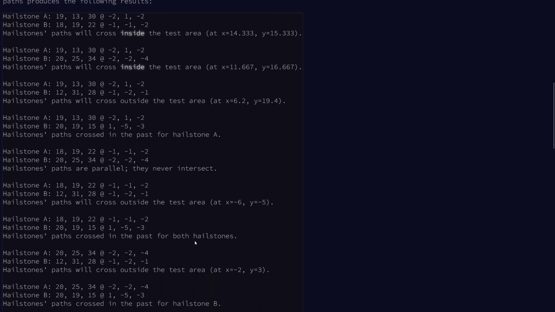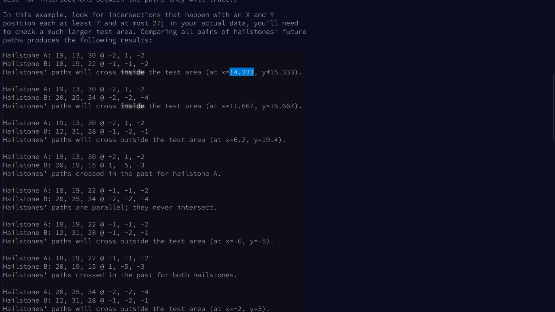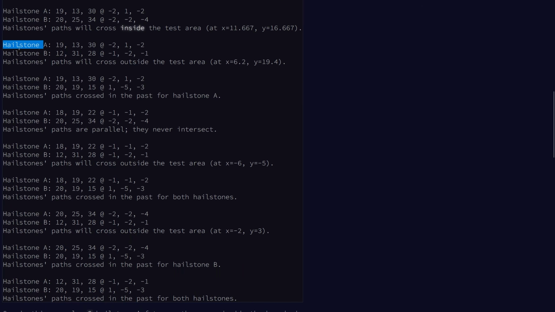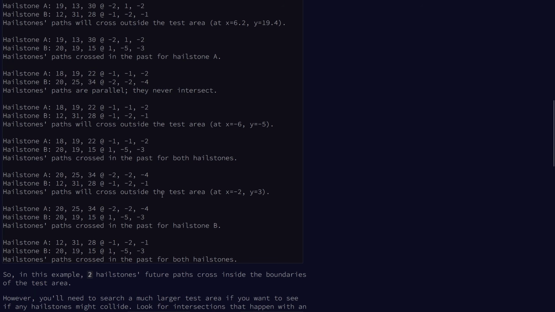So this is the result of the comparison. We see that some of the intersections will not occur at integer points. So these two will collide, these two will also collide. In this case, they collide outside of the test area. These two do have a collision if you draw them as lines, but the paths crossed in the past for one of the hailstones. In other words, it's behind its current position, so it would have been there at a negative time. Some hailstones' paths are also parallel and will never intersect, and so on.